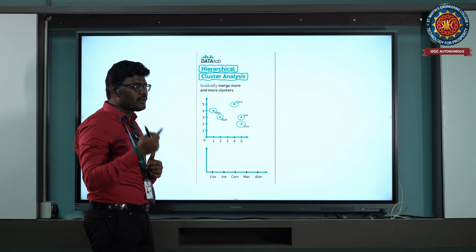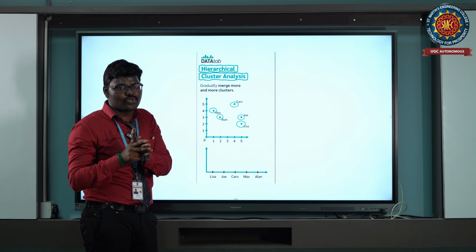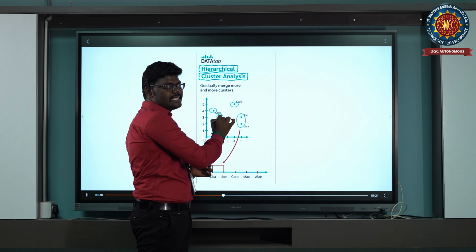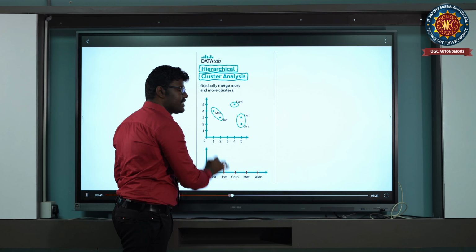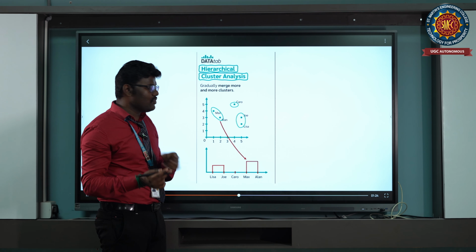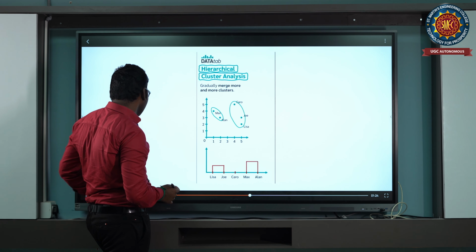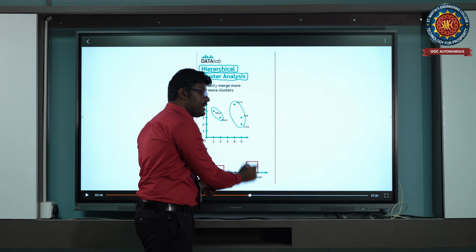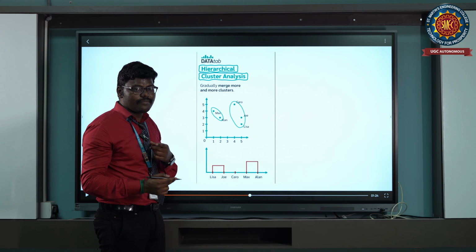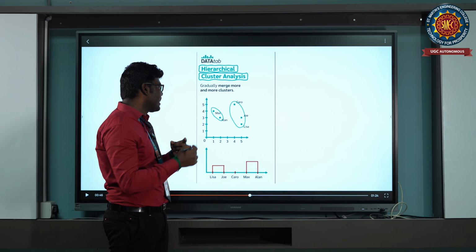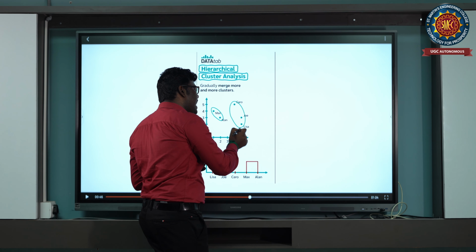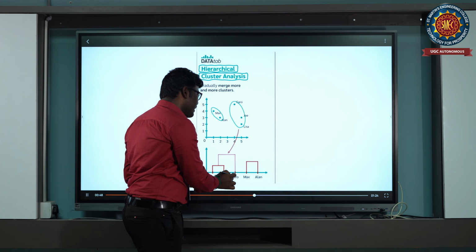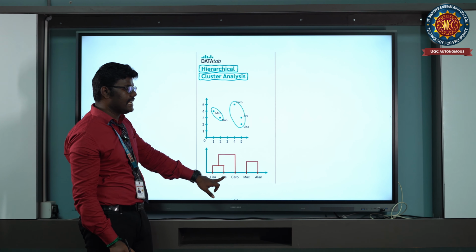What is step 2? We merge the two clusters which are closest together. Joe and Lizzo are the closest, so we merge the two data points and connect them in the dendrogram diagram. Then we check which are closest, and Max and Alan are the closest, so we draw another dendrogram link. Third step, we continue the process. Now Joe, Lizzo and Caro are the closest, so Caro is merged with Lizzo and Joe.